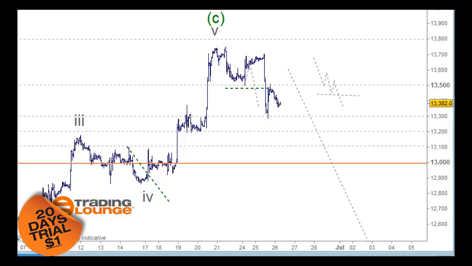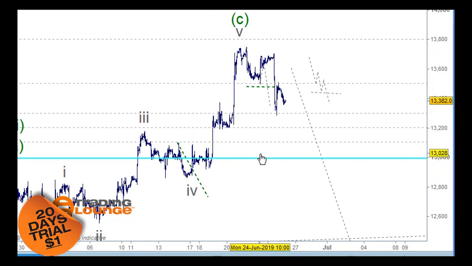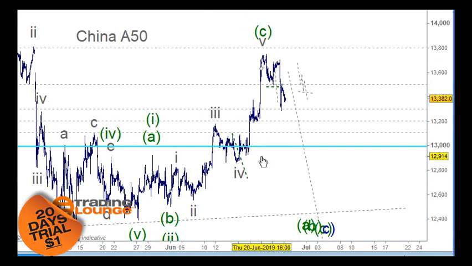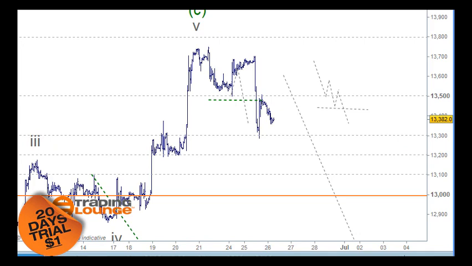Just have a quick look at China. Okay, well, China's been triggered on the short side here, but we weren't really trading that. That's okay, I'll just keep an eye on that.